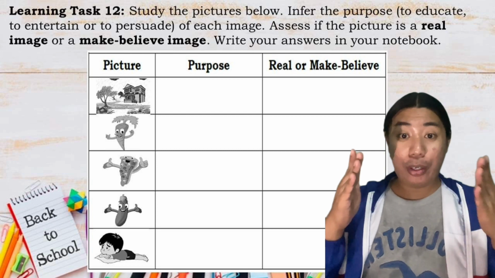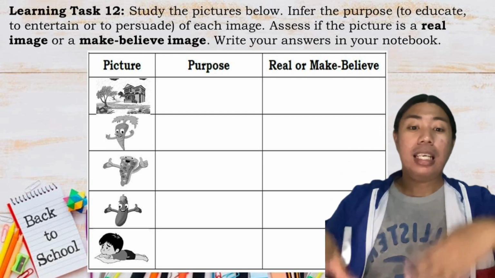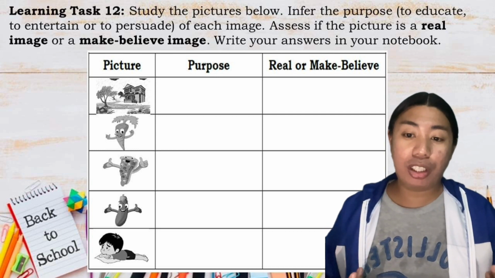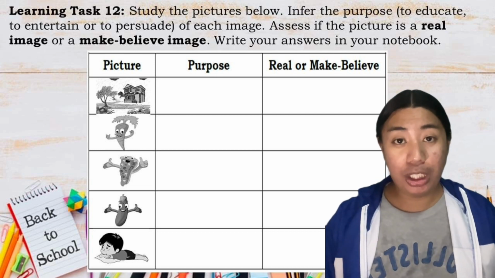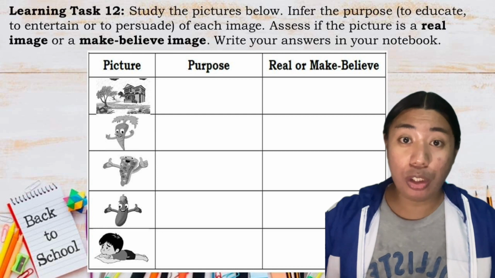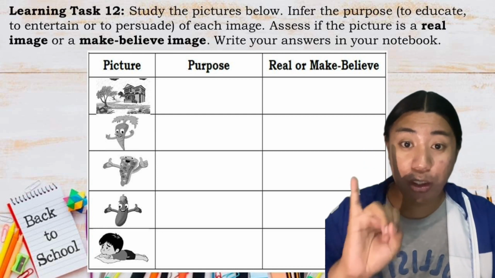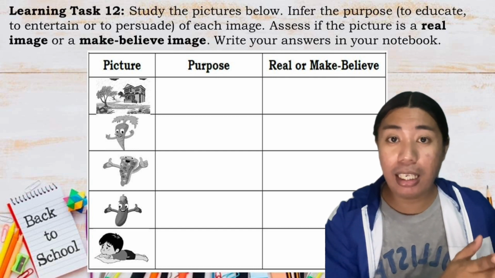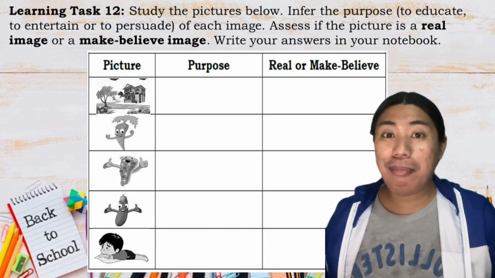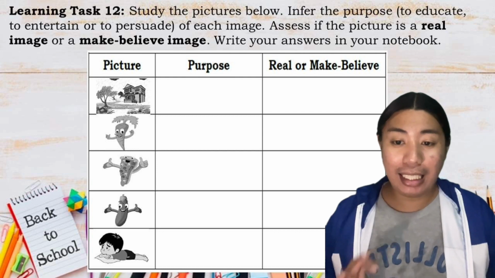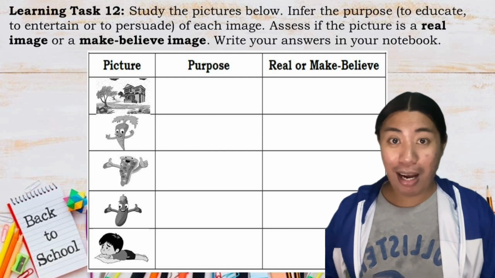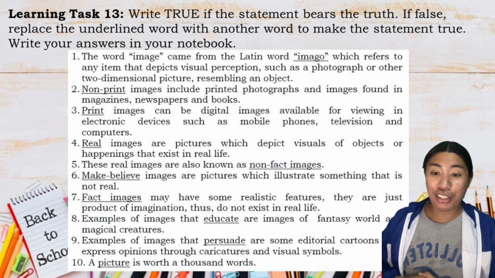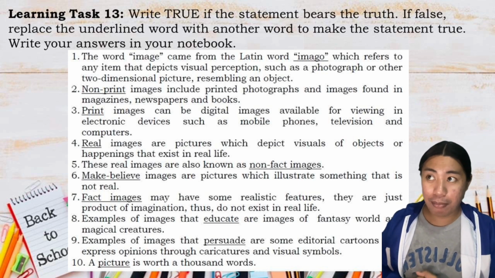Okay? For learning task number 12, dapat ay mailagay nyo kung anong purpose ng nasa imahe na picture, yung 3 purposes, tapos kung ito ba ay real or make-believe. So, ganun ang gagawin for learning task number 12. First, you need to identify, ipasok sa box kung ano ang purpose: educate, entertain, o persuade. After that, you need to identify kung ito ba ay real or make-believe. So, ganun ang ilalagay doon sa mga box bawat row.